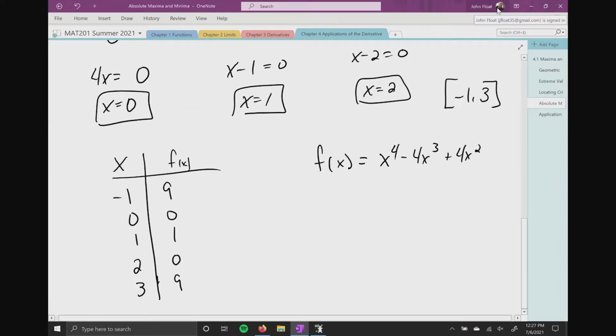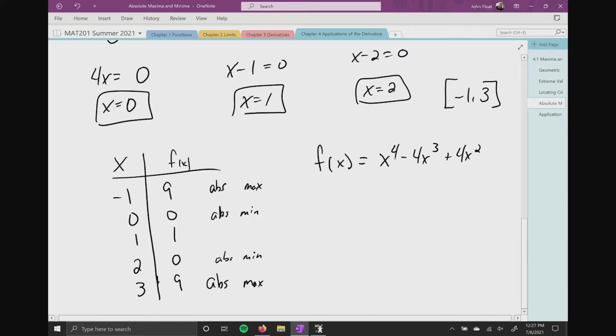Perfect. Now what we have to do is just follow directions. The lowest output is going to be my absolute min, and the highest output is going to be my absolute max. If you could see in this situation here, we're going to have an absolute max of 9 at x equals 3 and x equals -1. So absolute max. And then at x equals 0 and x equals 2, that is where we're going to have our absolute mins.